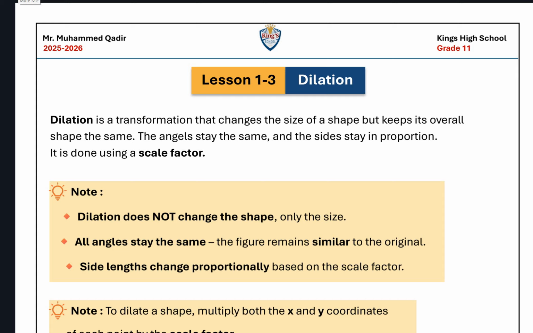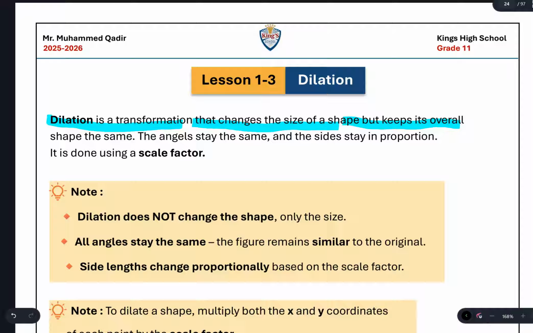In today's video, I'm going to explain dilation. As you can see in front of you on the screen, what is dilation? Let's understand. It is a transformation that changes the size of the shape but keeps its overall shape the same.